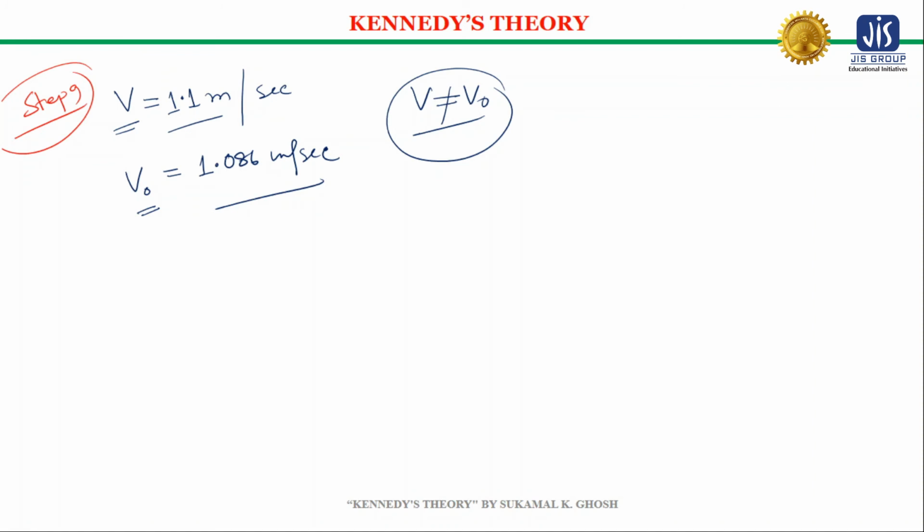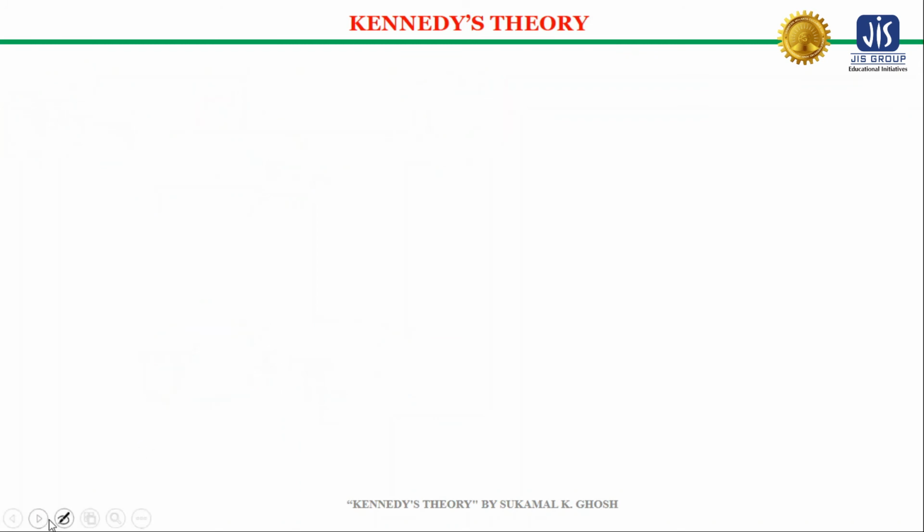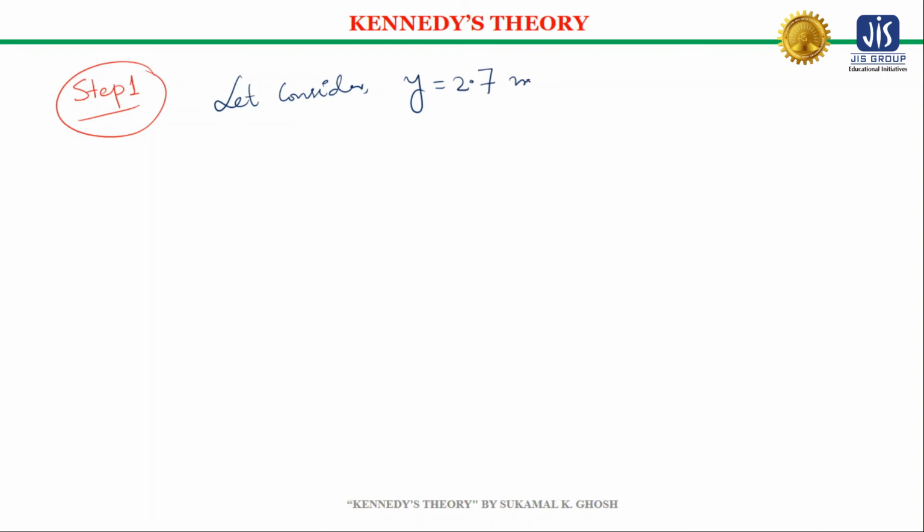Okay, so in this case we have assumed that y is equal to 2.5, right. So now for the next assumption, let me assume that y is equal to 2.7. Okay, so let's design assuming that y is equal to 2.7. So our step 1 is, let us consider y is equal to 2.7 meter.